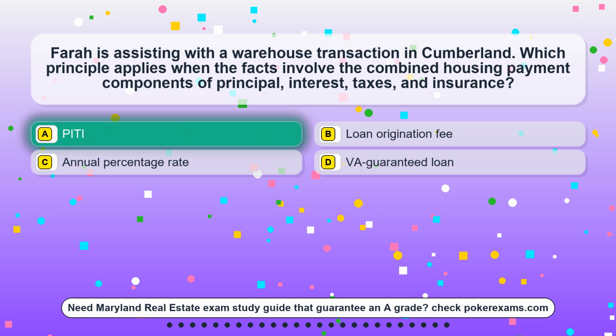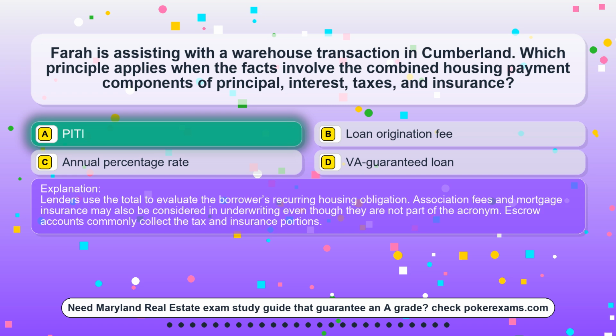The correct answer is option A, PITI. Lenders use the total to evaluate the borrower's recurring housing obligation. Association fees and mortgage insurance may also be considered in underwriting even though they are not part of the acronym. Escrow accounts commonly collect the tax and insurance portions.